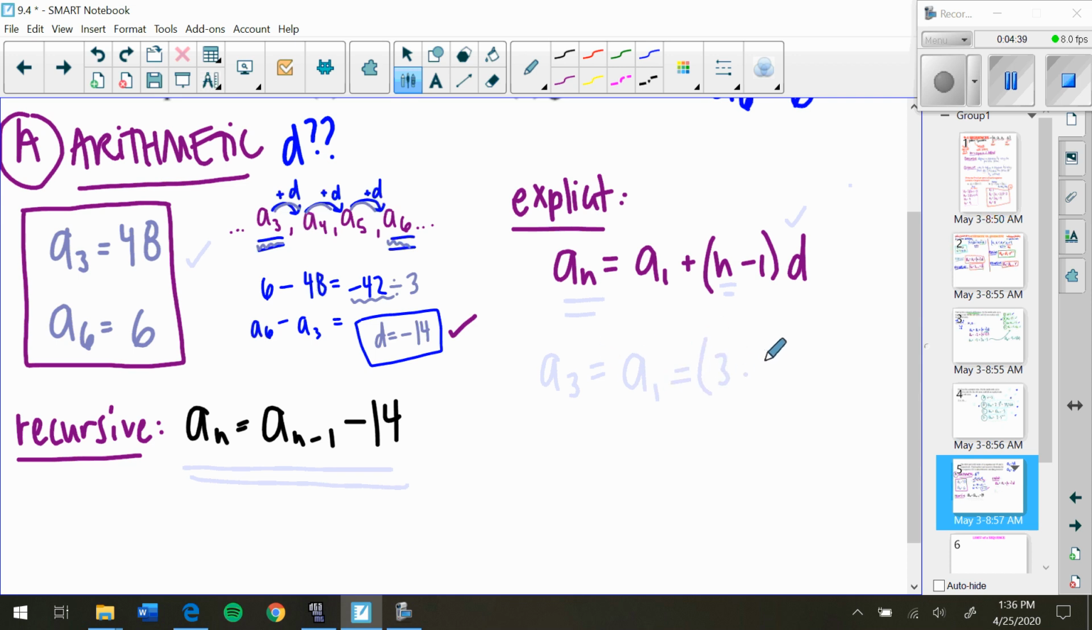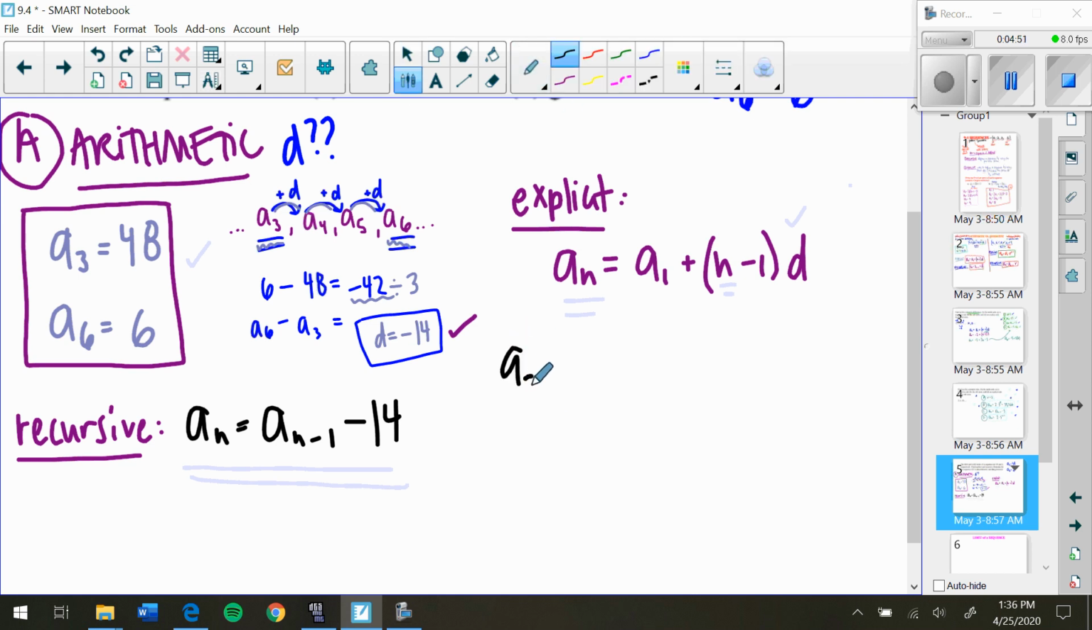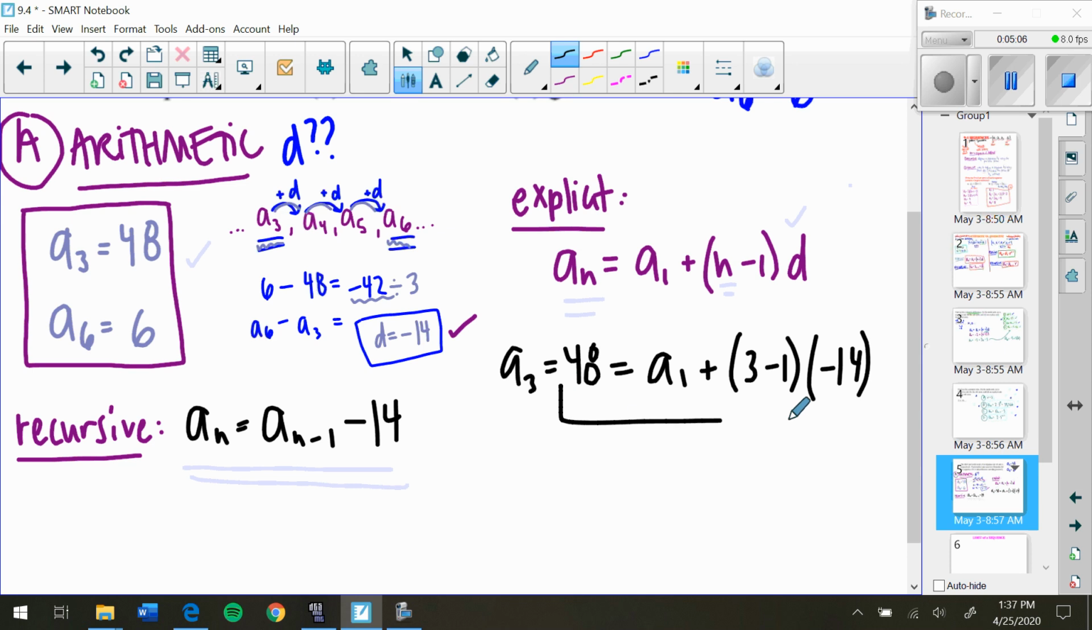Sorry, I did a really bad job there. Let me try that again. If I took a3, which we know is 48, it is equal to our first term, a1, that's going to be a variable, plus 3 minus 1, times our common difference of negative 14. And then what I would technically do is solve this. So 3 minus 1 is 2. 2 times negative 14 is negative 28. I would add 48 plus 28 to get 60.